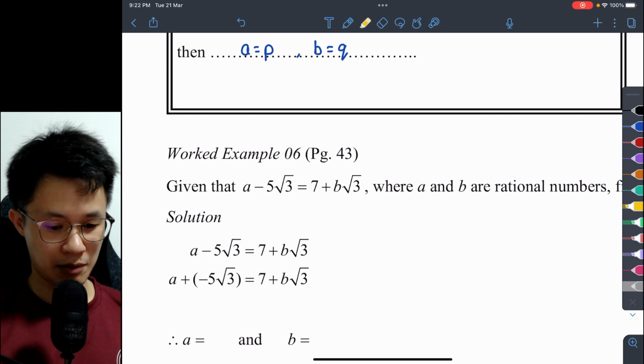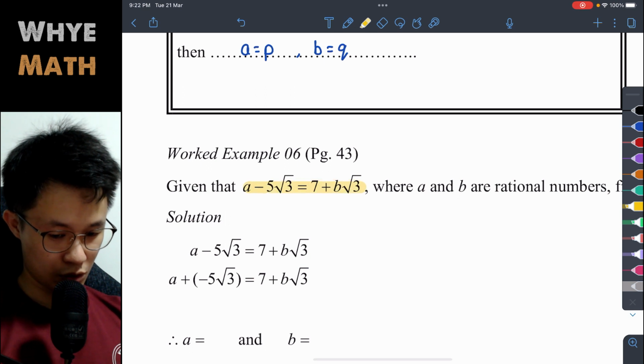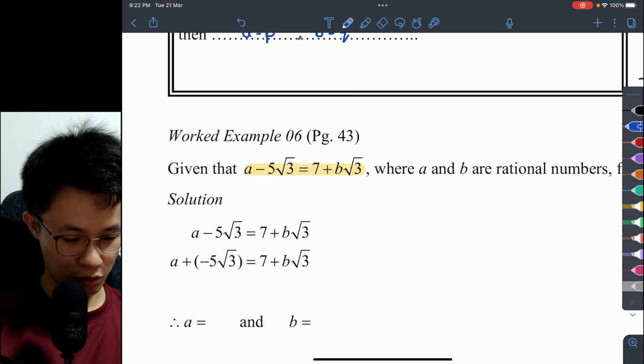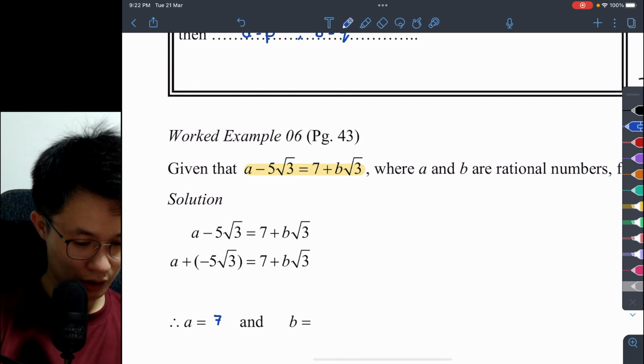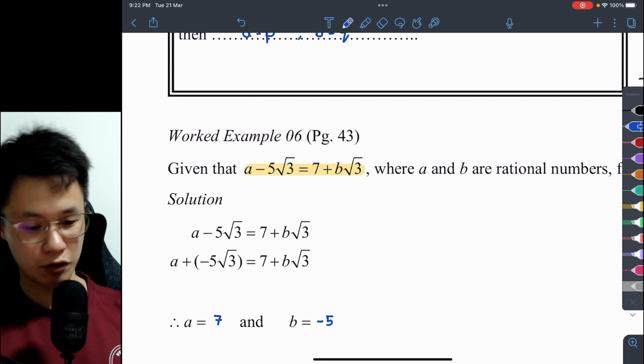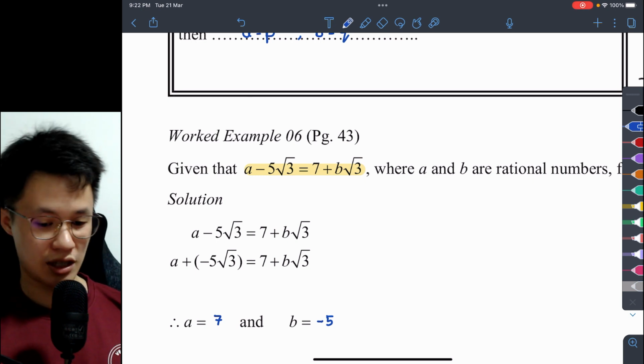Given that a minus 5 square root 3 is equal to 7 plus b square root 3, with the surds being the same, we can straight away say that a is equal to 7 and b is equal to negative 5, because when surds are equal and they have the same surd form, they are just equal. Okay, it's just equality of it.